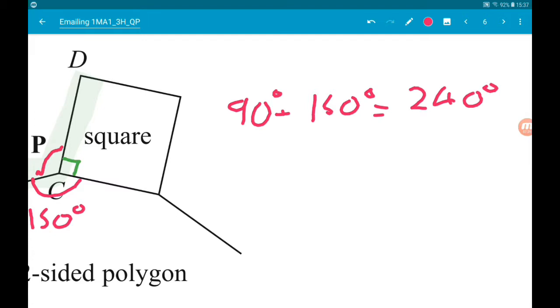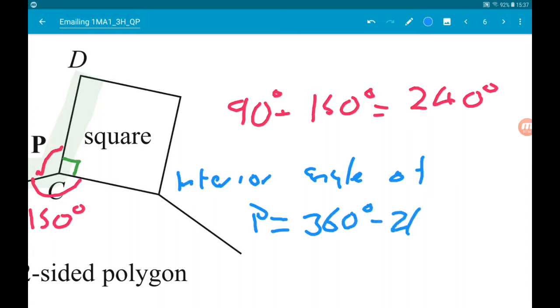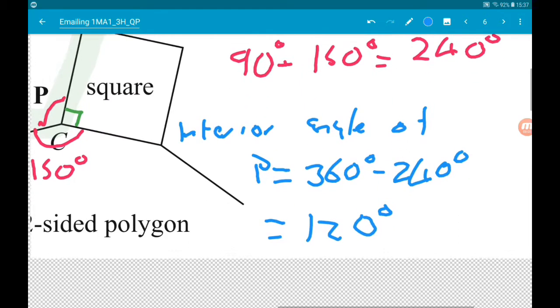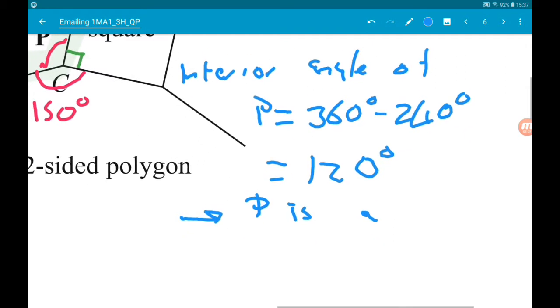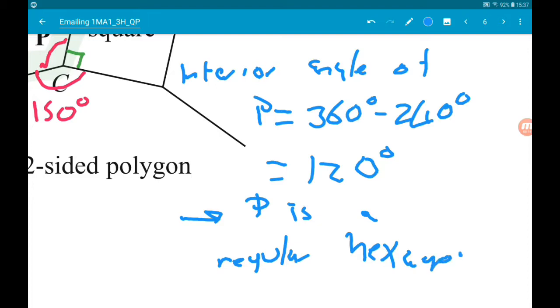So the interior angle of polygon P, remember angles around a point add up to 360, so it's 360 minus 240, which is indeed 120 degrees, so P is a regular hexagon. Go.